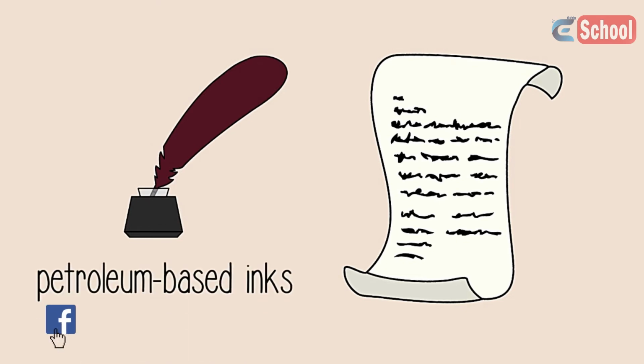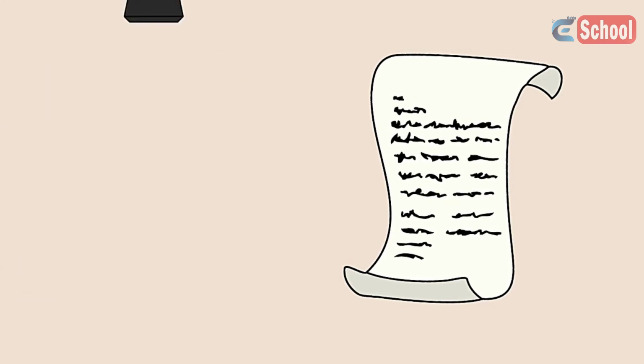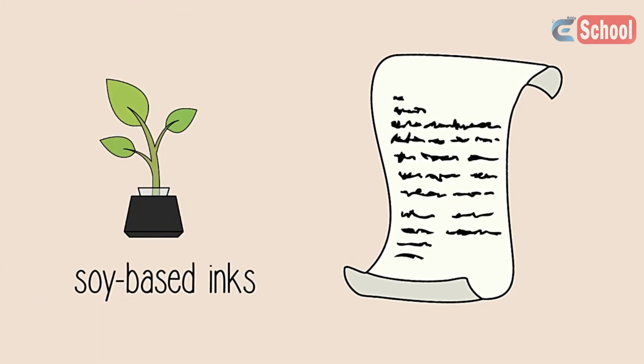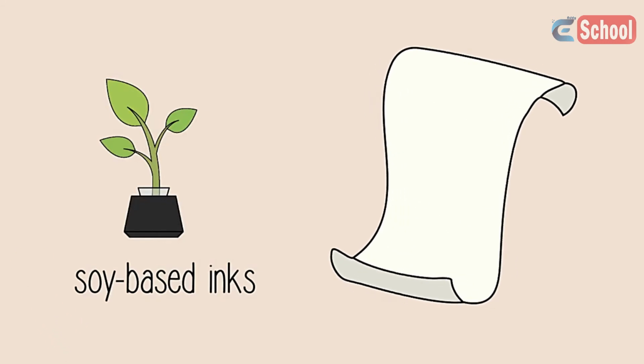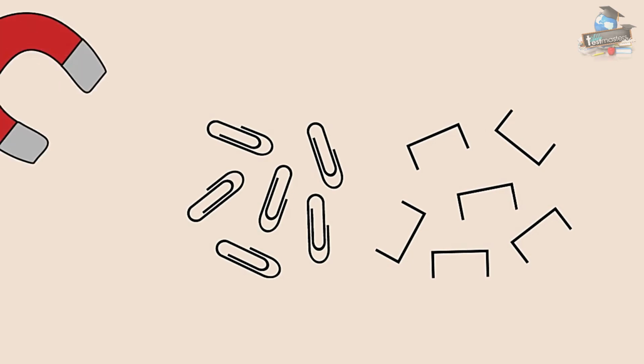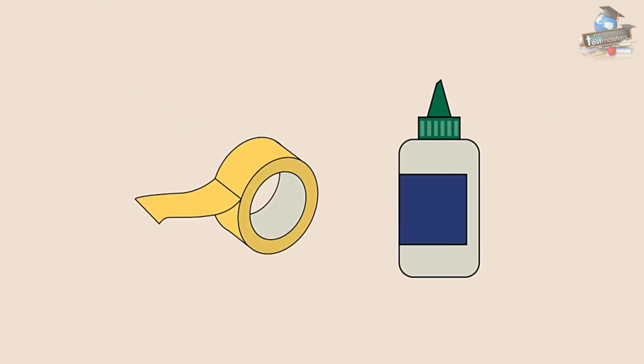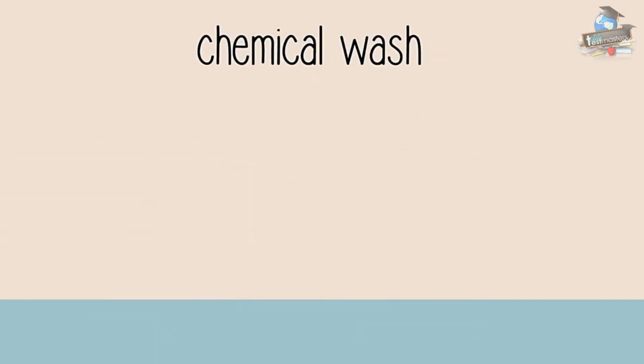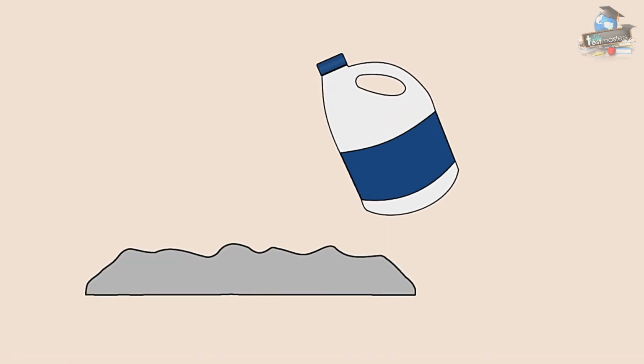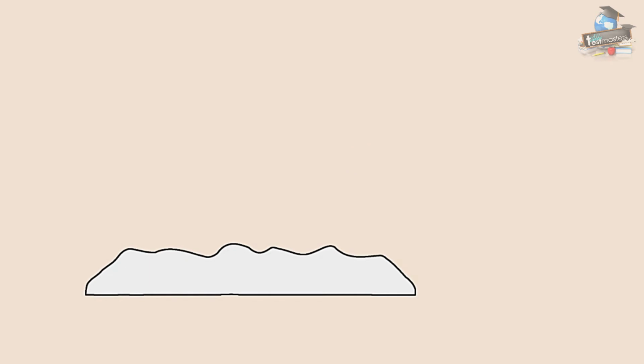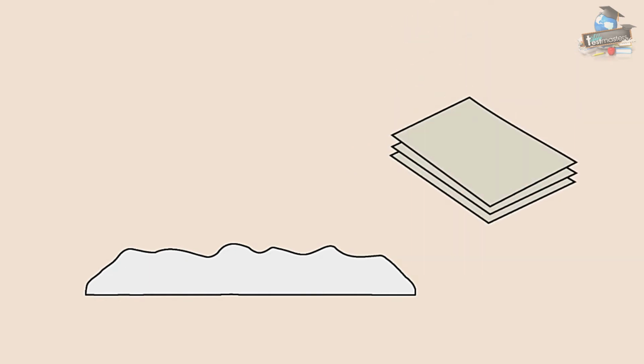Most inks are petroleum-based inks, which are derived from crude oil products and can be difficult to remove. Currently in development are soy-based inks, which are derived from a renewable resource and make it easier for the paper to be de-inked. Metal parts such as staples and paper clips need to be removed with a magnet, and glues are removed with a chemical wash. Bleach is sometimes added to whiten the slurry, and therefore the resulting paper product will be brighter.